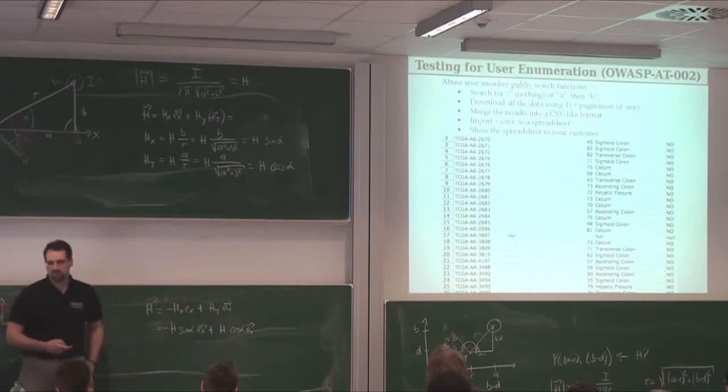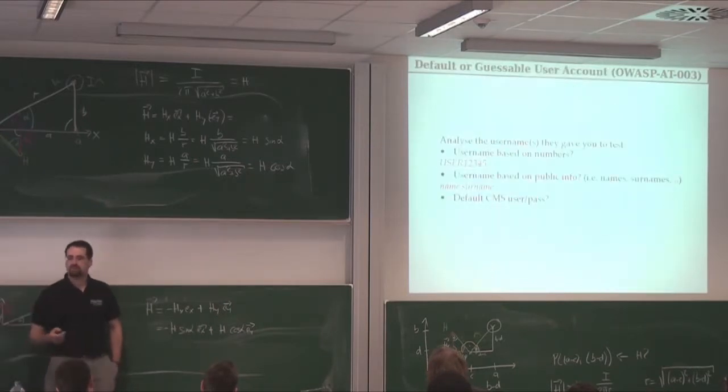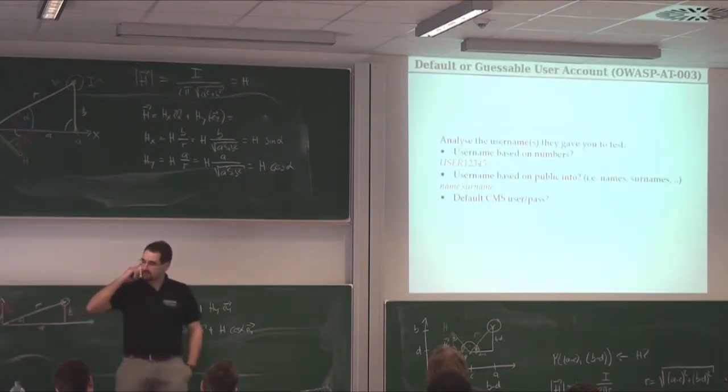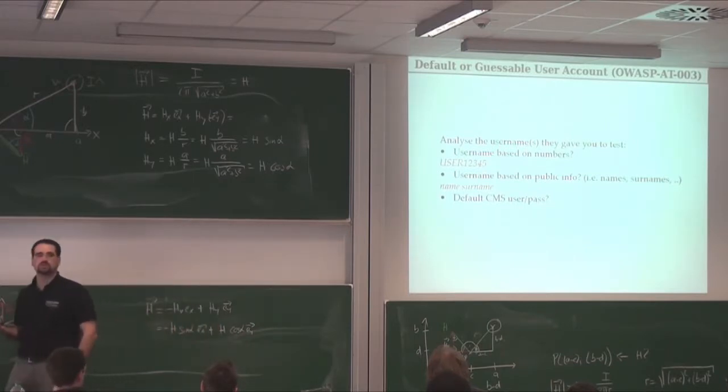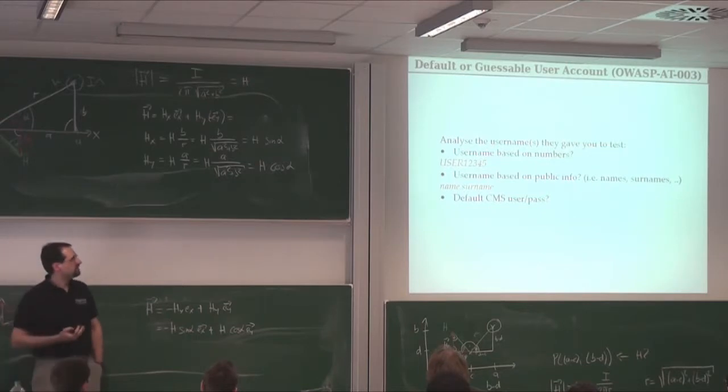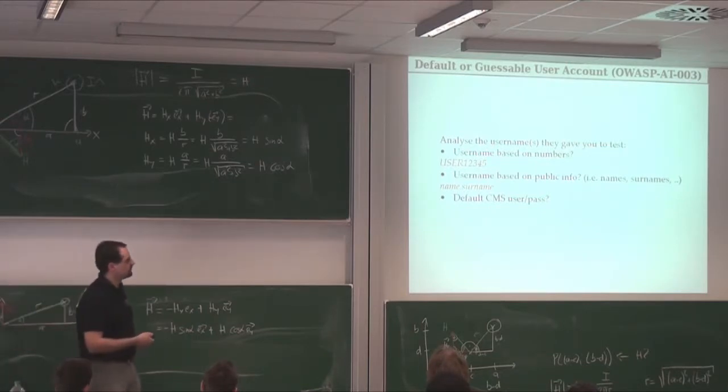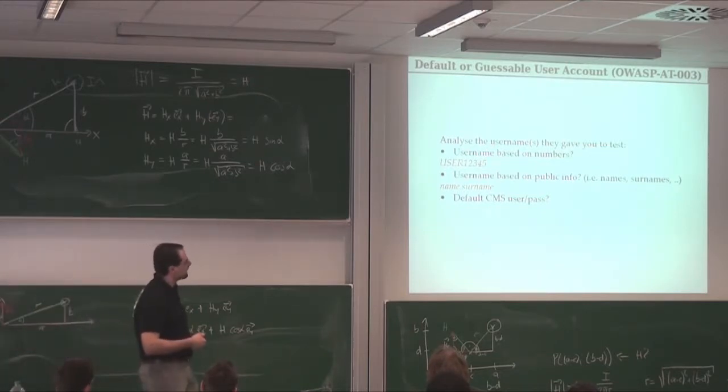So always try that. Now, for default or guessable user accounts, you will see the vulnerability in the usernames they're giving you to test. If they're giving you usernames that are based on numbers, you know that you can write a loop that increments this number, so you can guess the usernames.